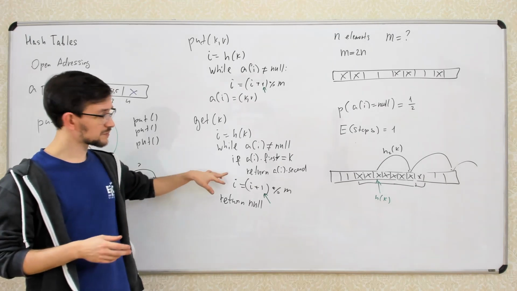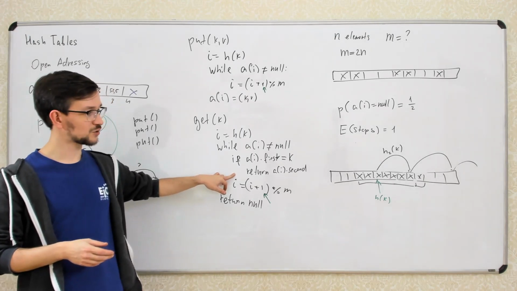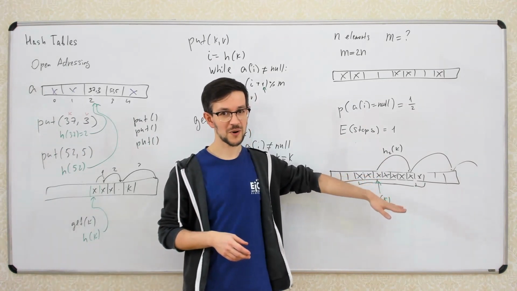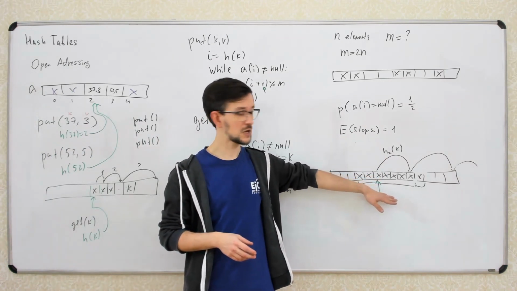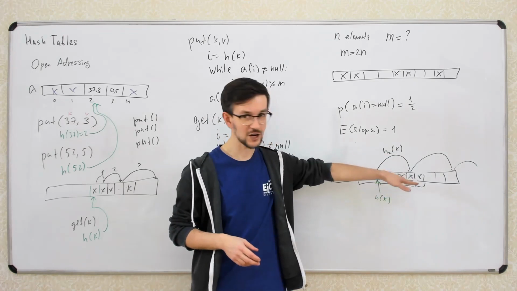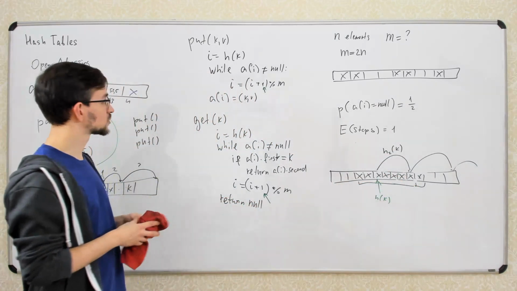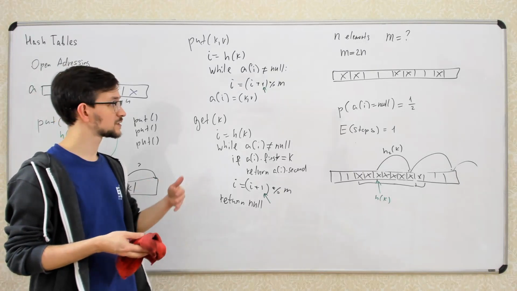But caching is not as good here. If this jump is big, then you have problems with cache. You have a lot of cache misses. Basically, every time you jump, you have a cache miss. So it's kind of a trade-off between this and this.